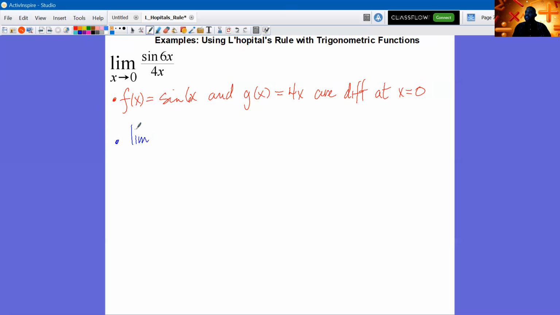Now I'm going to check my indeterminate forms. So this is 0 because if I substitute 0 in here, you get 6 times 0, which is 0. And sine of 0 would be 0 because at 0 radians on the unit circle, the y coordinate is 0. And then substituting in your denominator, you get 0. So we can use L'Hopital's rule.